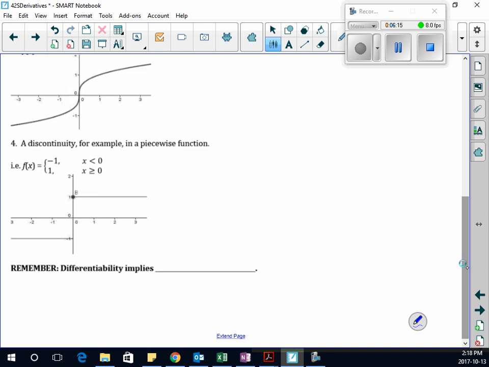Differentiability implies continuity. So if it's not continuous, then it can't be differentiable. But just because it's continuous doesn't mean it's automatically differentiable. That's the thing, right? Differentiability implies continuity.